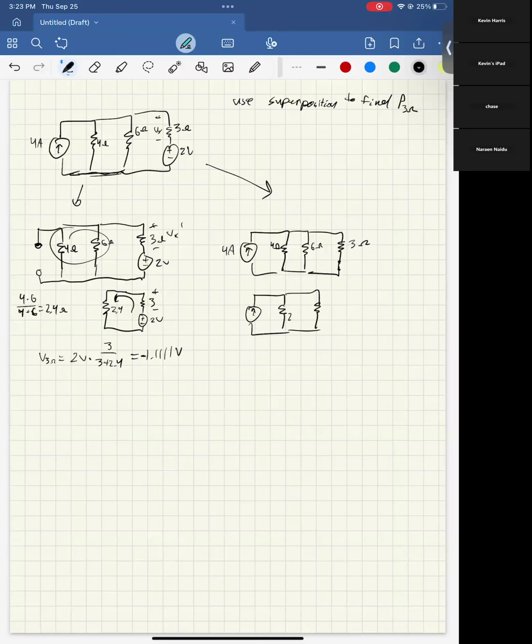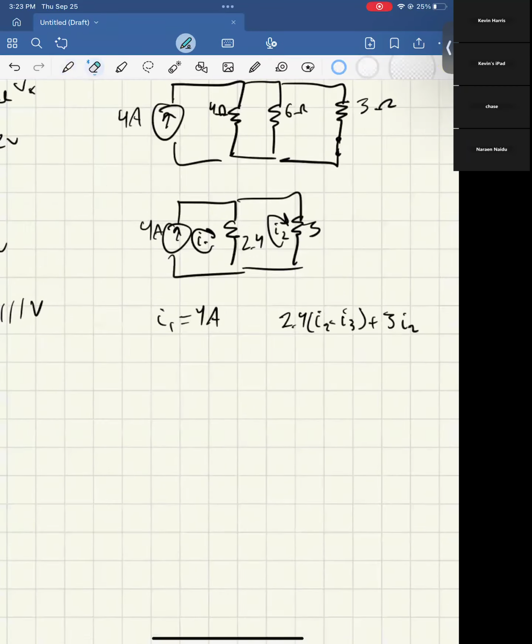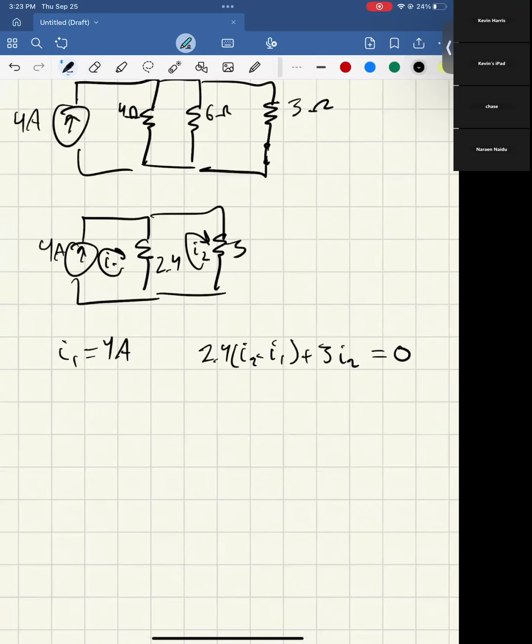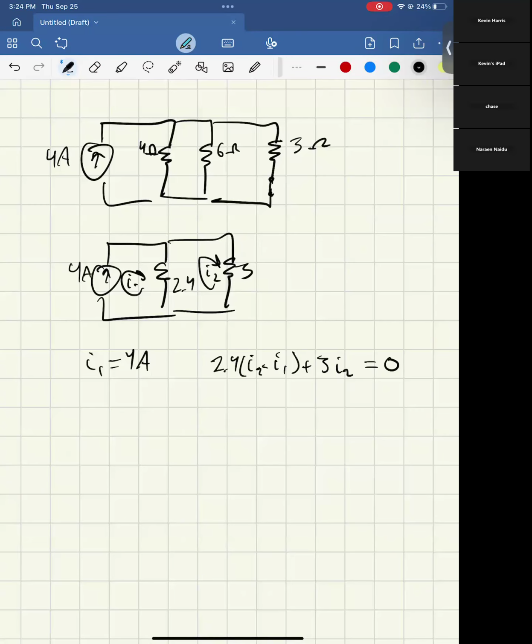Exact same thing. Now we have 2.4 and we have 3 and 4 amps. If we do a mesh current, I1, I2, we're going to get that I1 equals 4 amps. And for I2, we have 2.4 times I2 minus I3 plus 3 I2. I don't know why I said I3. That should be I1. And that equals 0.